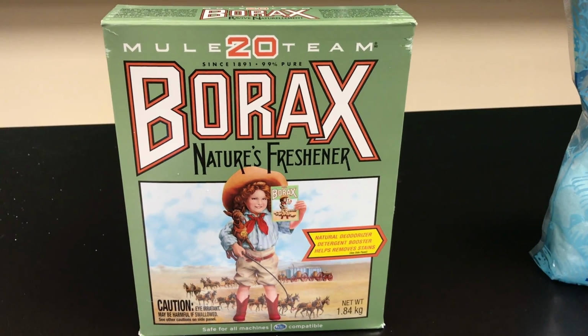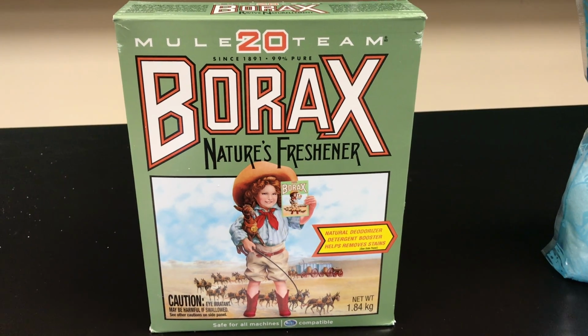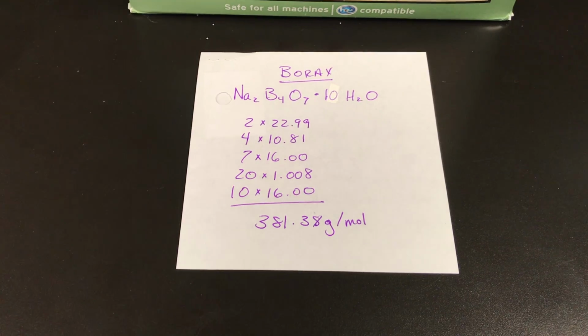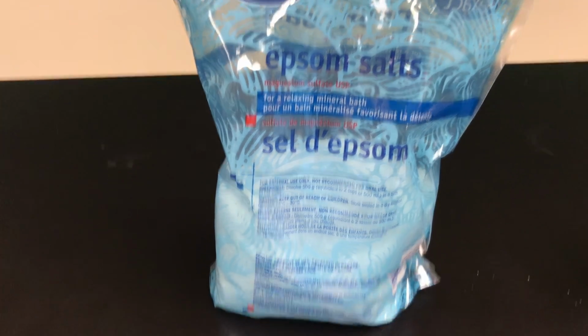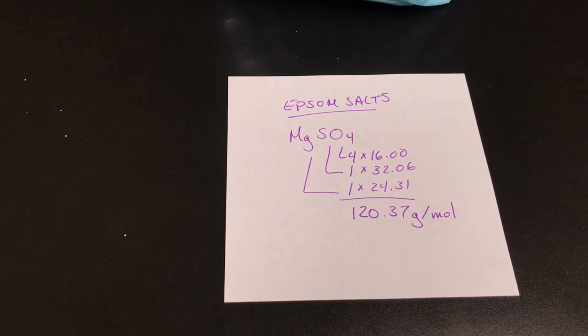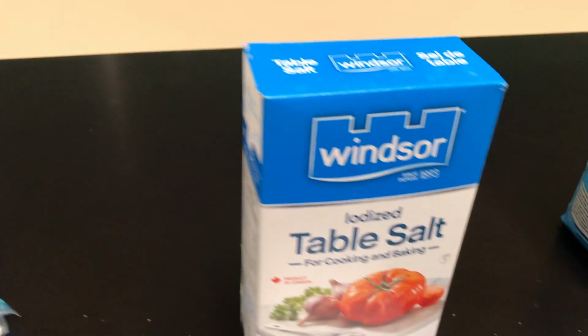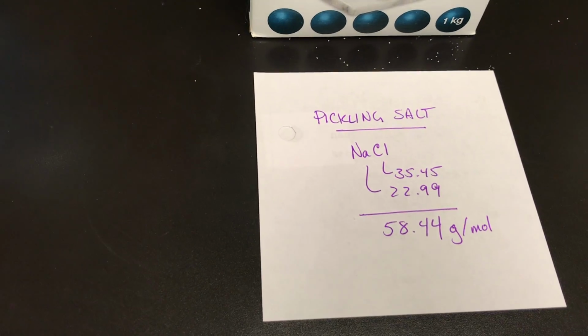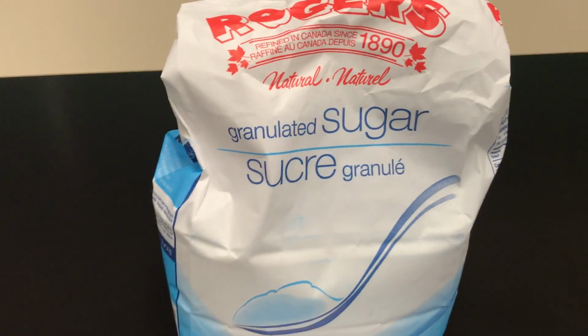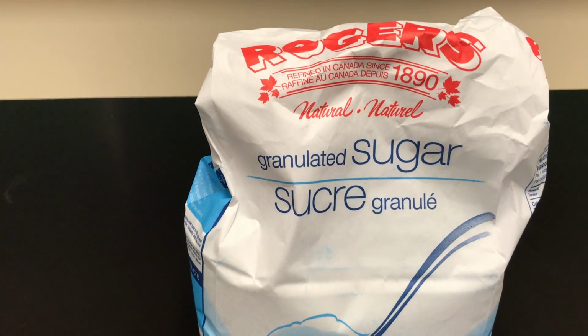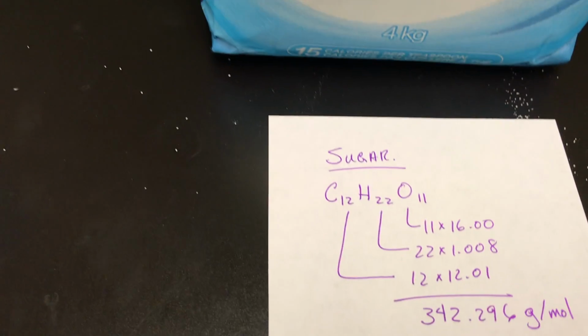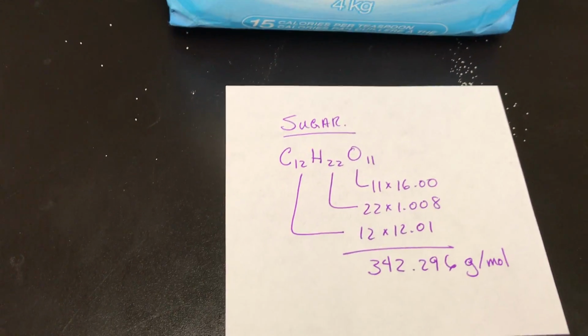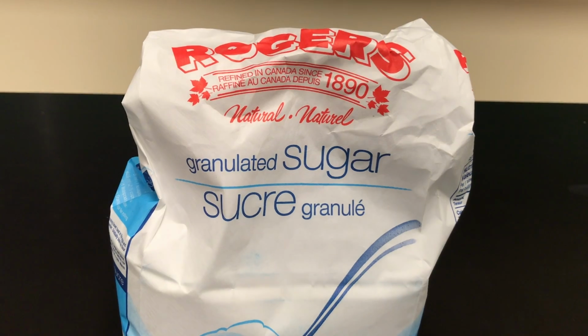So you get your choice in the lab of the solute that you want. So we have borax, and the chemical formula for borax. Epsom salts, which are magnesium sulfate. Pickling salt, I just use table salt, which is sodium chloride. And sugar, which is sucrose, it's a disaccharide. And those are your solutes.